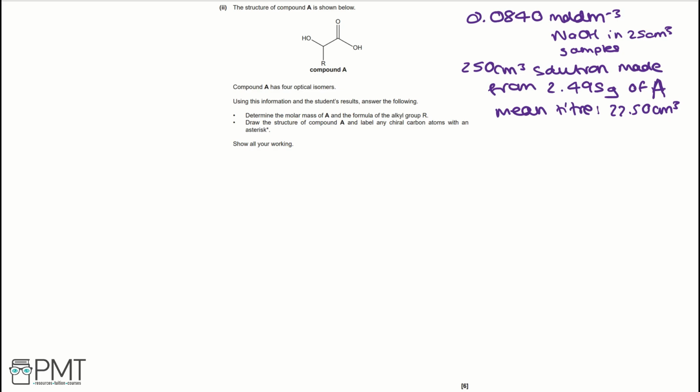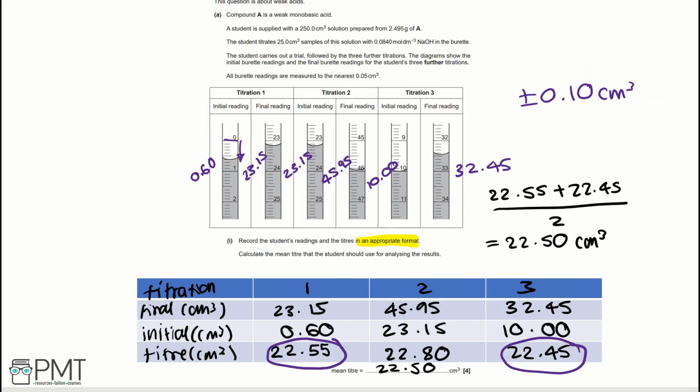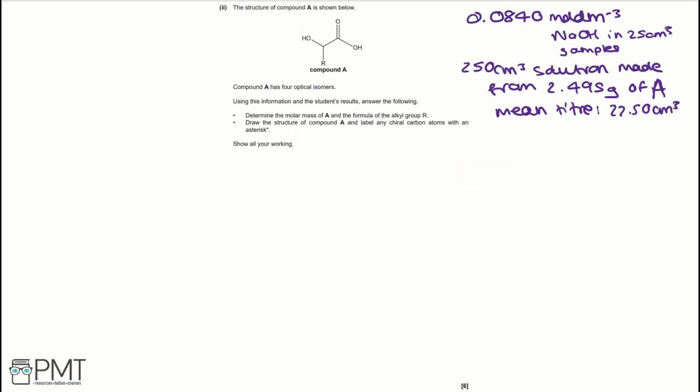If I refer back, I can show you where I've got these. So I've taken the 250 centimeters cubed solution and the 2.495 grams of A, the fact that it was 25 centimeter cube samples that they used, and that it was 0.084 moles per decimeter cubed of NaOH in the burette. I've also rewritten the mean titer that we worked out, 22.5 centimeters cubed. So firstly, we need to work out the moles of compound A.